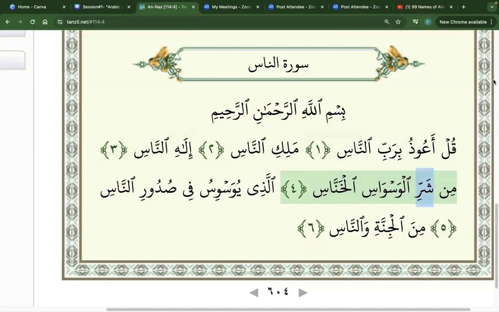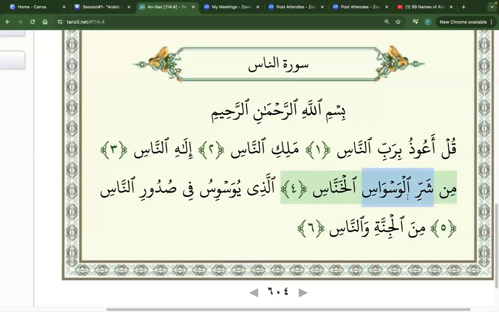Very well done. Listen to that translation now. From shar, meaning from evil, of waswas. Waswasa is just like you are getting whispering. Okay, look at this one carefully. From evil, of whispering. Okay, let's now focus. Why is this word sharri jar? You already told me this is coming after the preposition from.